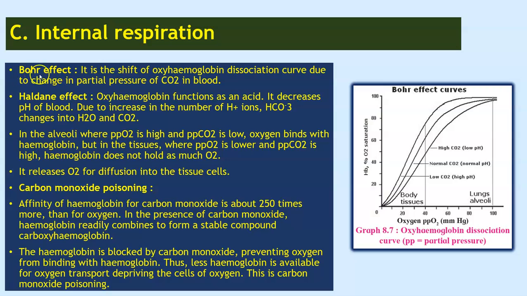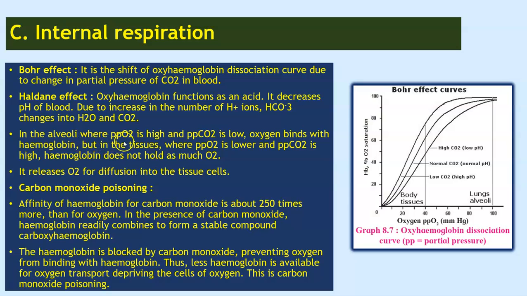Now let us have a look at what is Bohr effect. It is a shift of oxyhemoglobin dissociation curve due to change in partial pressure of carbon dioxide in the blood. Haldane's effect. Oxyhemoglobin functions as an acid. It decreases the pH of the blood. Due to increase in the number of H+ ions, HCO3- changes into H2O and CO2. So in this Haldane's effect, we see that due to increase in the number of H+ ions, we have HCO3-, which changes into a molecule of water and carbon dioxide.